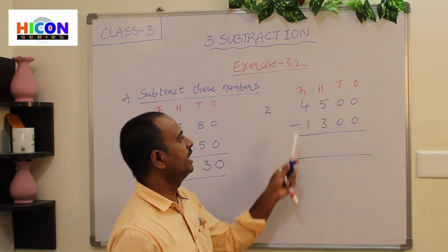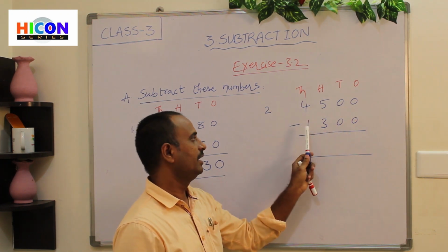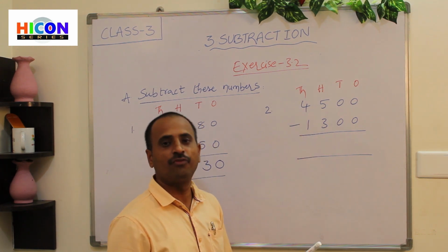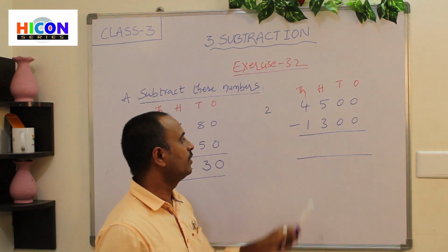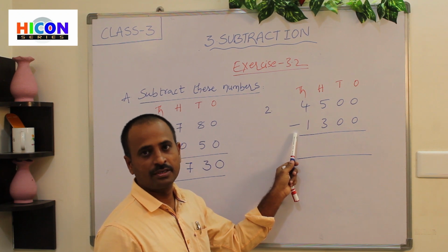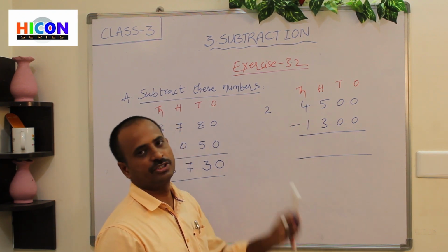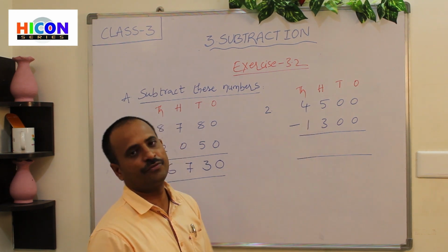So see the second problem. In this problem, they have given two numbers: 4500 and 1300. These two numbers are 4-digit numbers. What is the symbol here? What is the symbol called? Minus. Minus means subtraction. So we have to do subtraction here. Subtract 1300 from 4500.